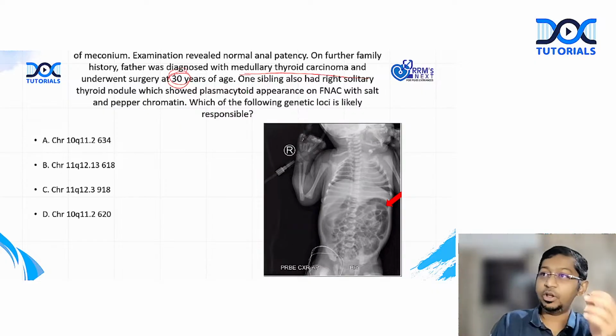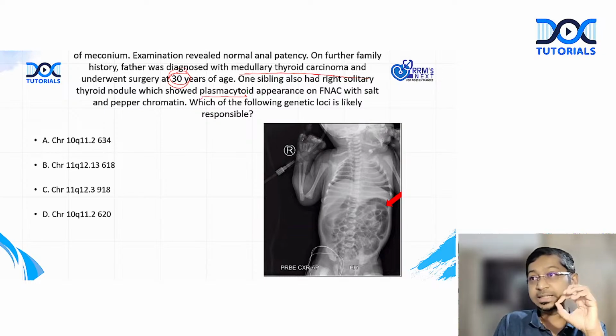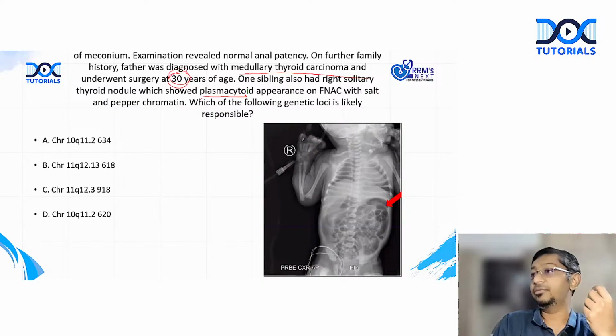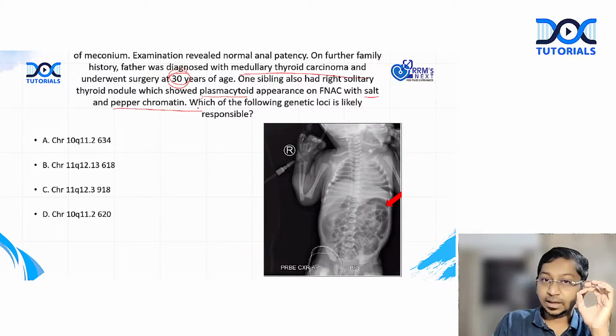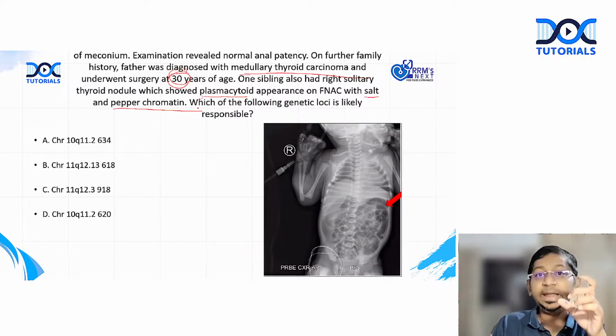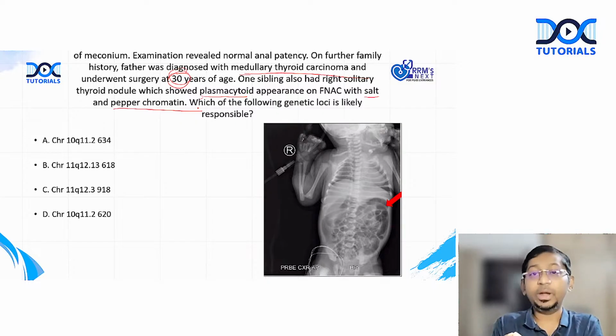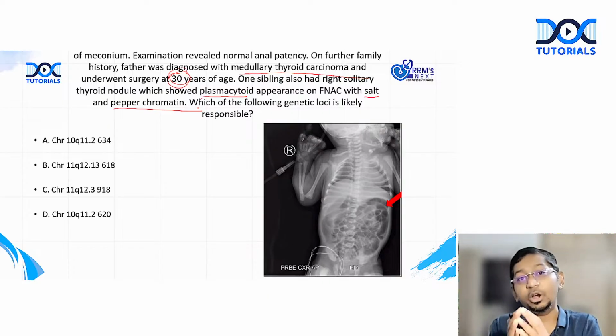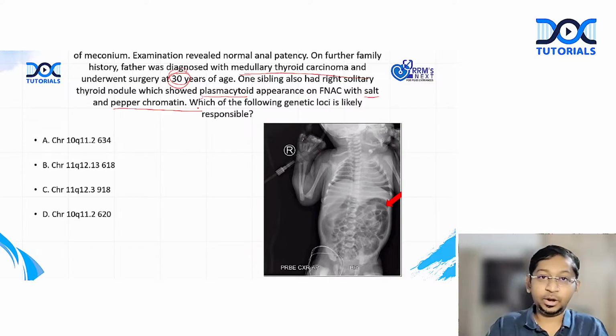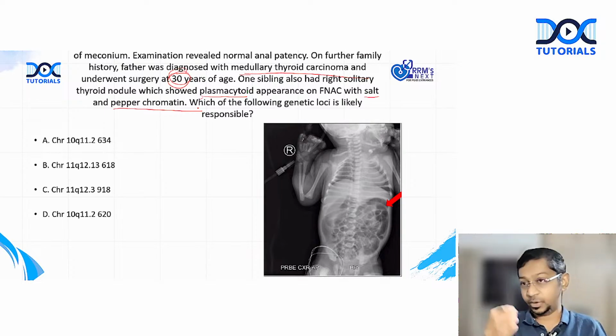So here, if you look at the FNA of the solitary thyroid nodule, you can see it has a plasmacytoid appearance. Plasmacytoid appearance, in other words, means the cells are looking like plasma cells. And of course, you have this characteristic appearance, which is salt and pepper chromatin. The salt and pepper chromatin is a very classical finding that is found in a lot of these neuroendocrine tumors, especially medullary carcinoma thyroid. So remember, in an FNA, if you get a plasmacytoid appearance, it need not always mean that it is a medullary thyroid cancer. So remember these additional points apart from the question that we're discussing.